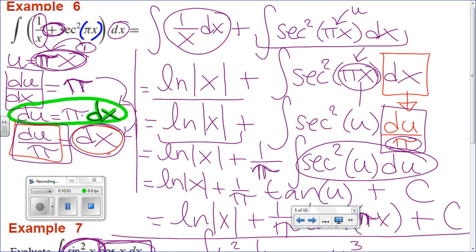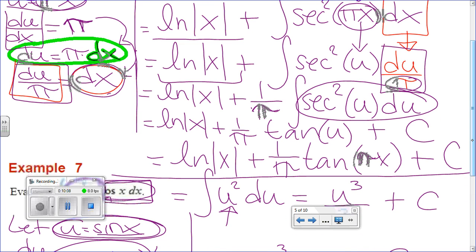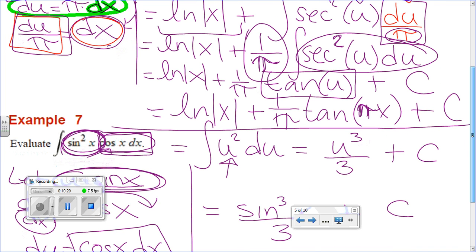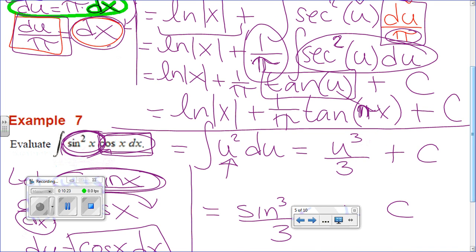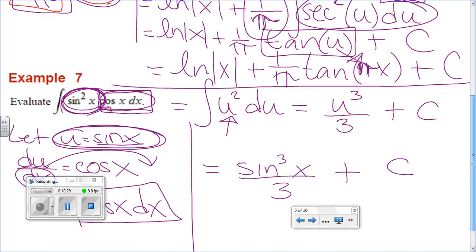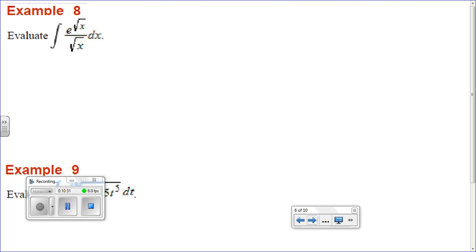And then here, instead of pi x, we substitute it with u. Then we factor out the 1 over pi, that you can see here. And then by the formula, the integral of secant square of u is tangent of u, which you see here, plus c. And then after that, we did the back substitution, where we changed u into pi times x. Yeah, that's it.